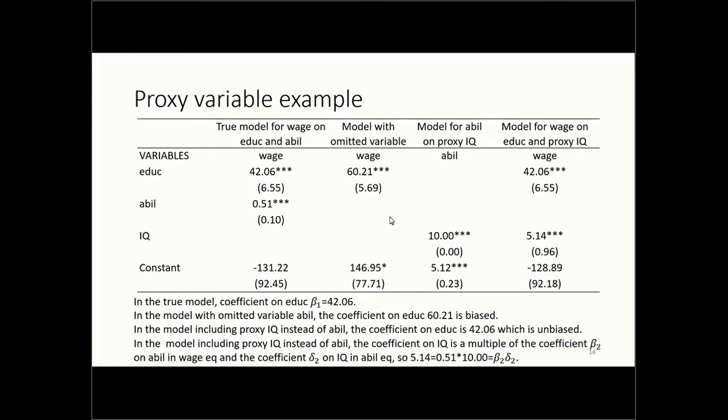Well, instead, let's find a very good proxy, and that proxy would be IQ, the IQ score, the intelligence score. And let's regress ability on IQ. And so this would actually be the estimated model. So here we have the coefficient on IQ being 10 and the constant being about 5.